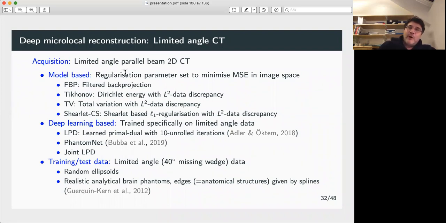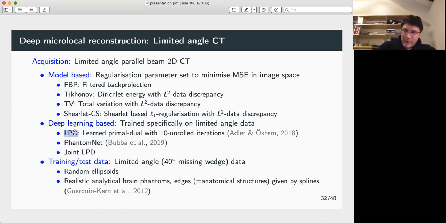They have all been optimized. The regularization parameter in all these has been optimized with respect to minimizing the mean square error in the image domain. We're going to pitch these methods against a couple of deep learning based methods. I'm going to do the learned primal dual, which is essentially a Bayes estimator, which is not aware of the microlocal aspects at all, but it's been trained at least on limited angle data. So it's domain adapted in that sense by the choice of training data. It is aware of the forward operator and the adjoint of the forward operator.